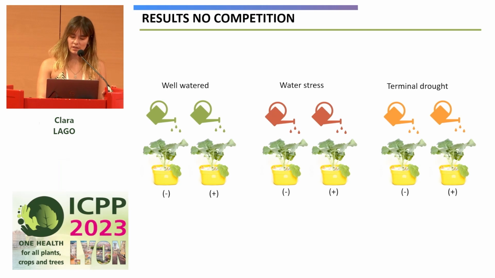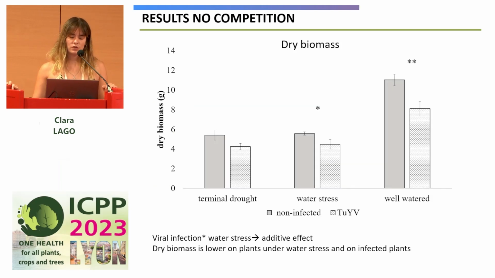For the results of the non-competition assay, the results were similar. For the dry biomass, we observed that when plants were infected with turnip yellow virus, the dry biomass was significantly lower than for non-infected plants under water stress conditions and well-watered conditions, with no differences under terminal drought. We also observed that for non-infected plants, the dry biomass was significantly lower when they were under water stress and terminal drought conditions compared with the well-watered conditions, and the same for infected plants. And also, the sum of both effects was additive.